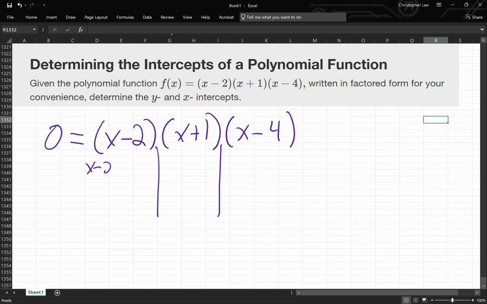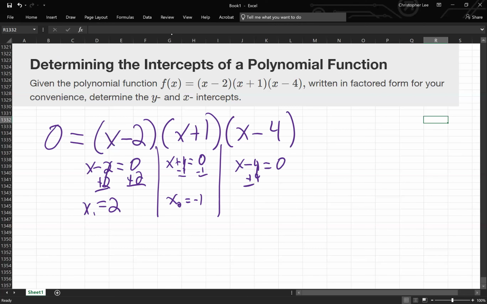So x minus 2 equals 0, add 2, so x equals 2. x1 equals 2, let's say. x plus 1 equals 0, subtract 1, so x2 is equal to -1. x minus 4 equals 0, add 4, so I have x3 is equal to 4. Boom. These are my x-intercepts right here.